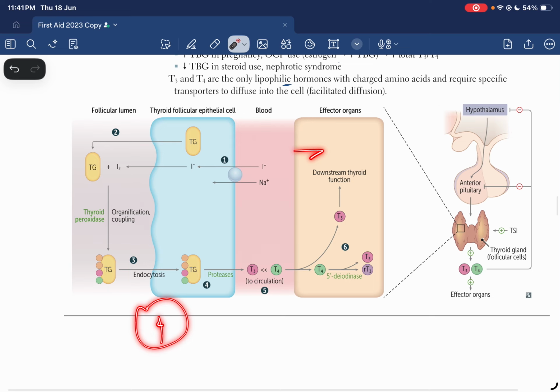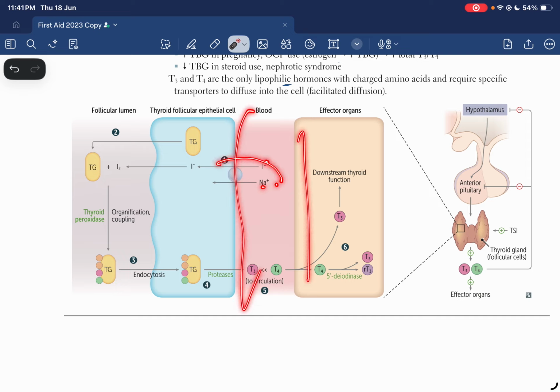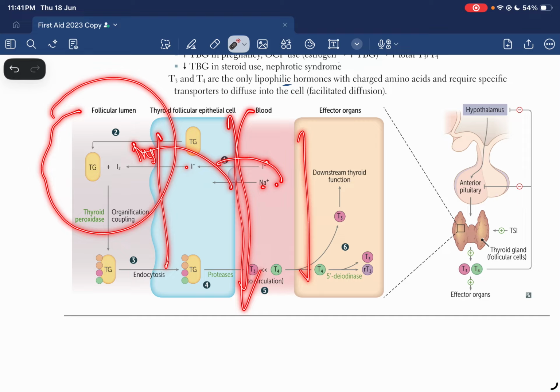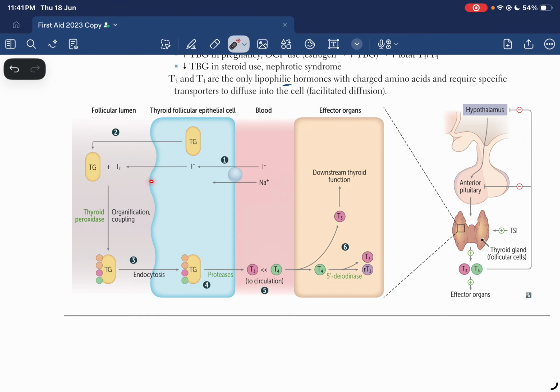The very first step is the uptake of the iodide ion with the help of the symporter, which is associated with sodium ion. So this sodium iodide symporter is going to uptake iodide ion from the blood. It is going to pass through the thyroid follicular cells into the follicular lumen. Now in the lumen, it's going to get oxidized with the help of thyroid peroxidase enzyme. This peroxidase enzyme is going to first of all cause oxidation of iodide ion into iodine.